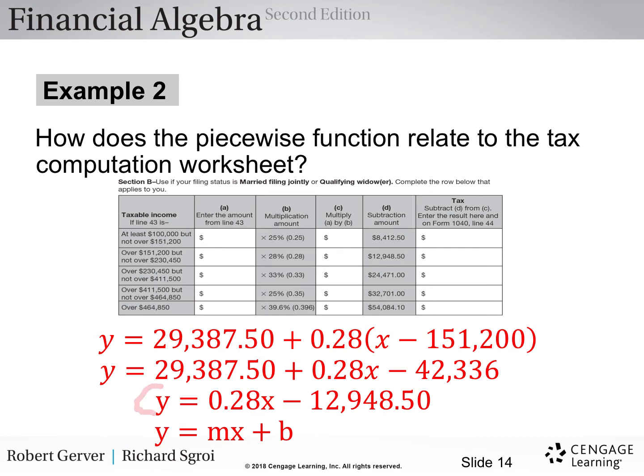Now, if I combine like terms, I end up with y is equal to 0.28x minus $12,948.50. And as you can see, this is basically in the form y equals mx plus b. So this graph is simply a straight line with a slope of 0.28 and a y-intercept of minus $12,948.50.